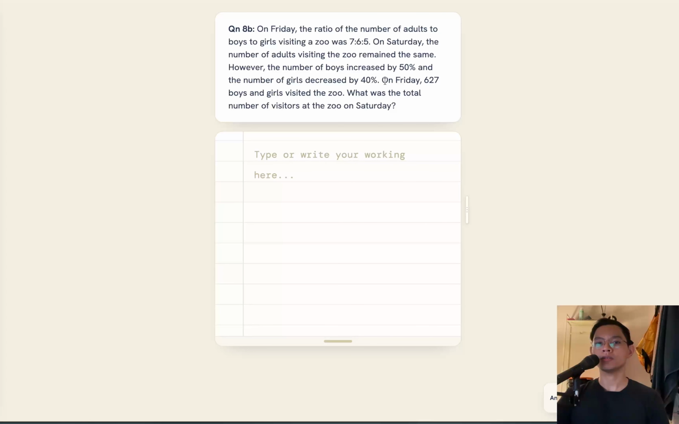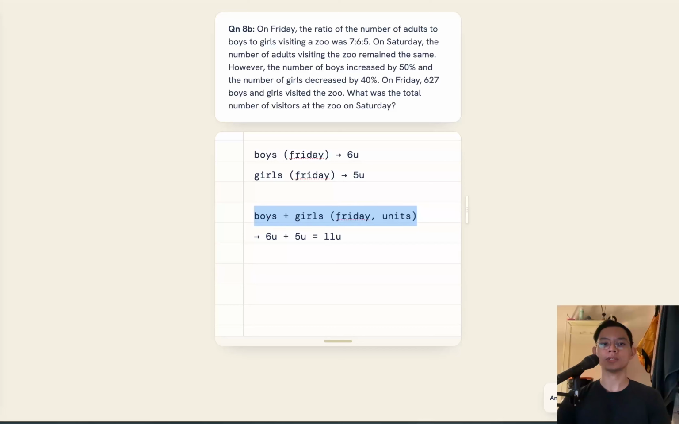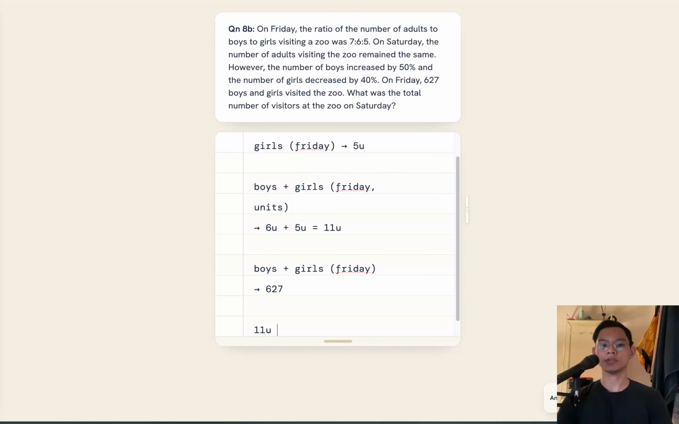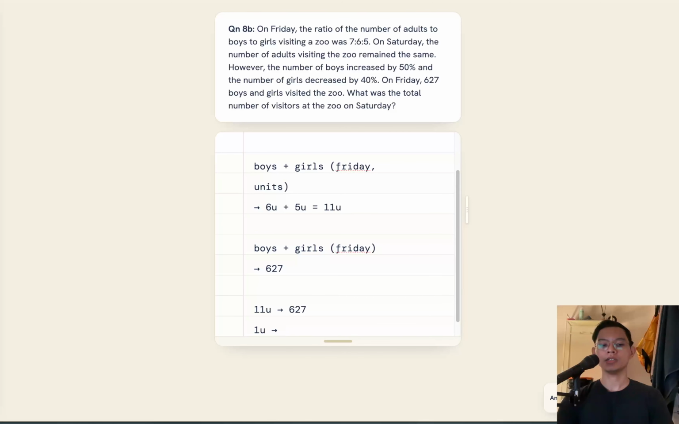So part B. On Friday, 627 boys and girls visited the zoo. What was the total number of visitors at the zoo on Saturday? So we know that boys on Friday is equal to 6 units, and girls on Friday is 5 units. Boys plus girls on Friday then equal 6 plus 5 units, which is 11 units, and boys plus girls on Friday is also equal to 627. That means 11 units is 627. 1 unit will then be 627 divided by 11, which is equal to 57.